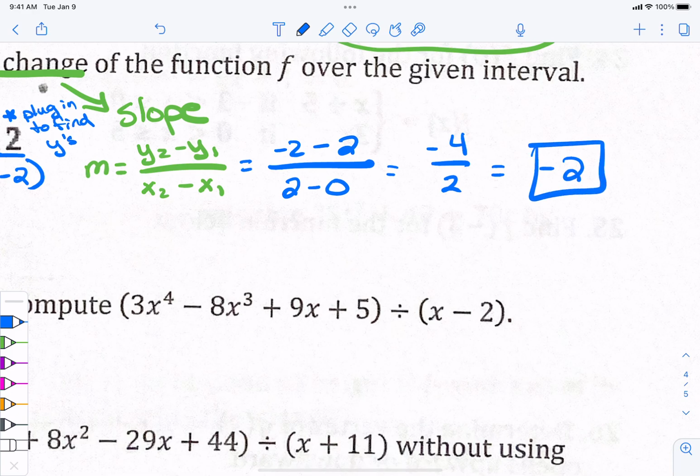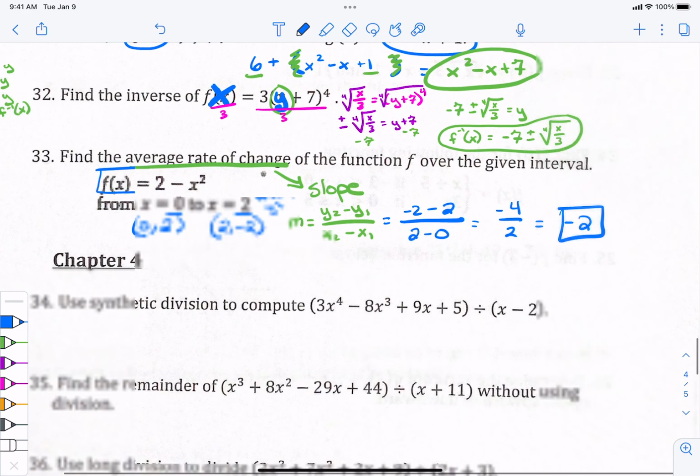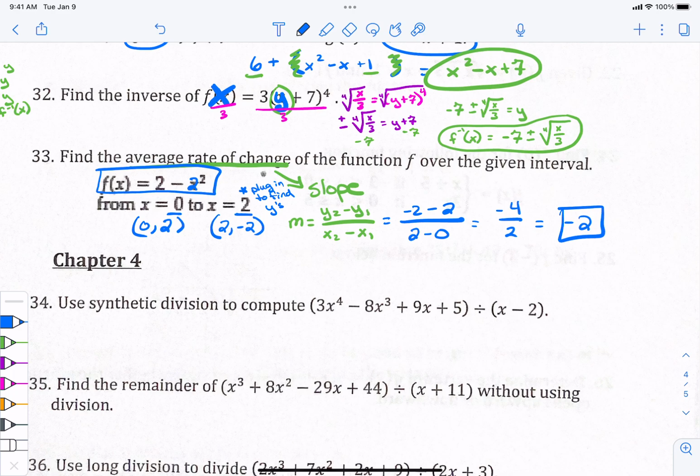So it is changing at a rate of negative 2 whatever per whatever. So like feet per second or inches per minute or whatever the units would be on this function, which it doesn't have, but that's the rate of change. It's changing at a rate of -2. Good? Makes sense? Rate of change is just slope. Got it? Alright, should we stop there?